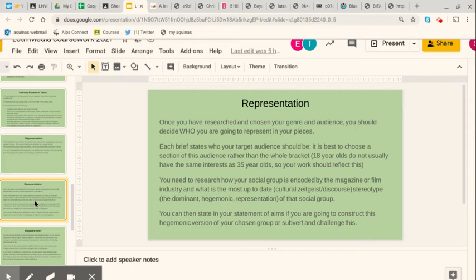If you're aiming at 18 to 24-year-olds, that piece of media is going to be different to a piece of media that is aimed at 25 to 30-year-olds or 30 to 35-year-olds, based on the cultural competence of the audience and the kinds of people that they interact with, the kinds of role models, and cultivated ideologies that they tend to subscribe to. You need to research how your social group is encoded by your industry and what is the most up-to-date stereotype of that social group.